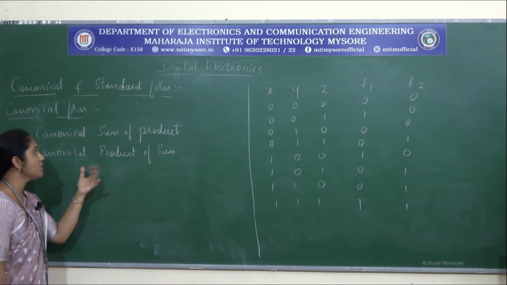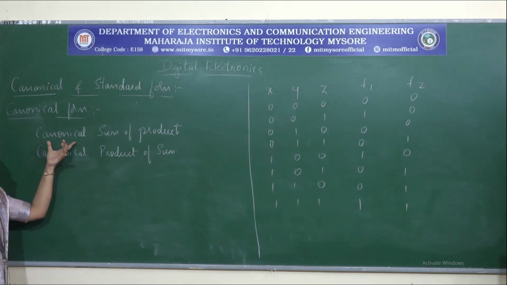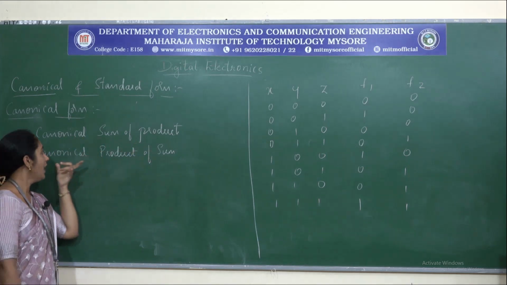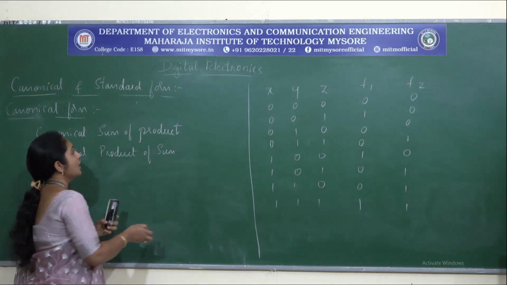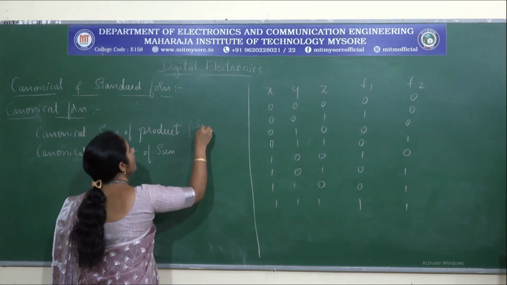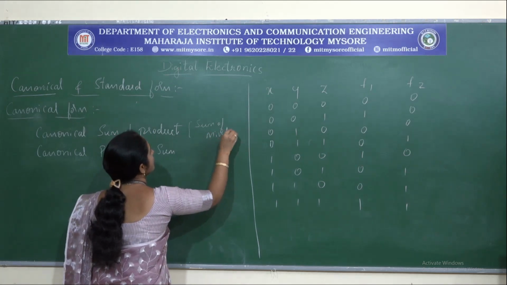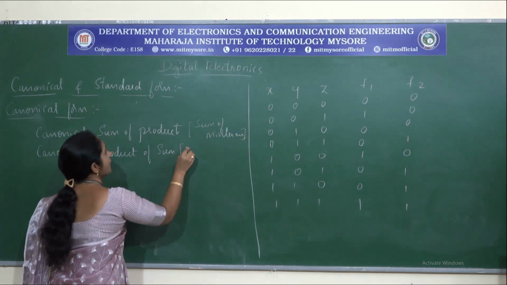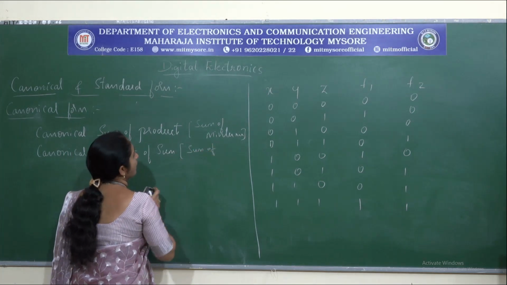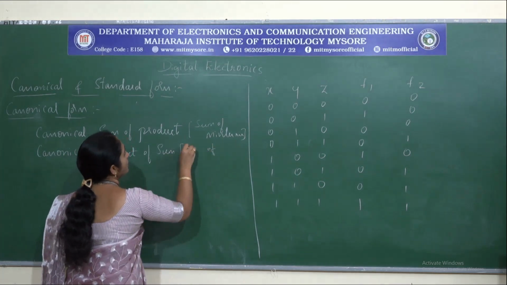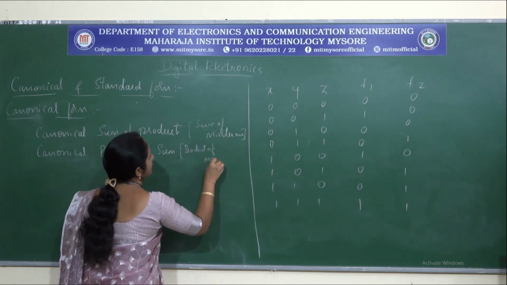Now let us see the types of canonical forms we have. In canonical form we have canonical sum of products, which can also be called sum of minterms, and the second type is canonical product of sums, which can also be called product of maxterms.